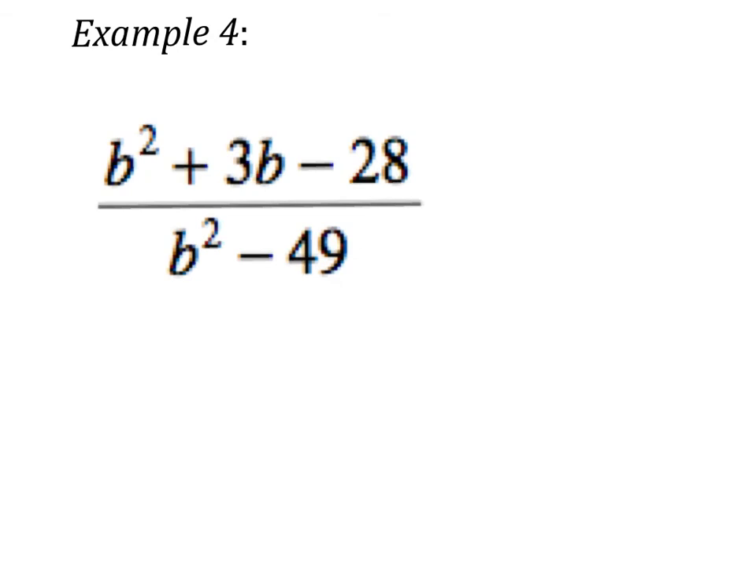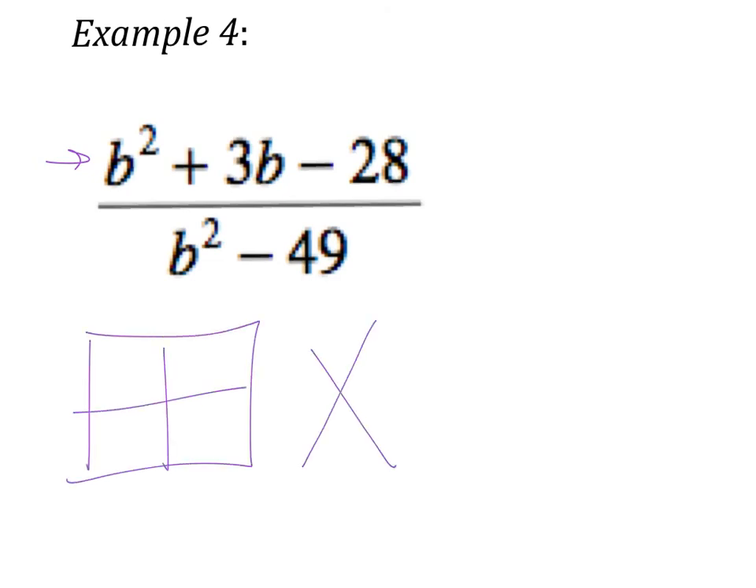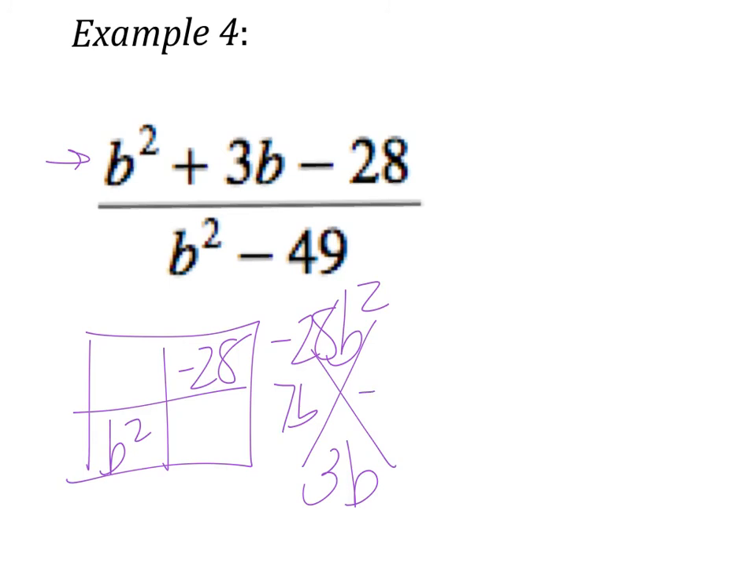The last example, 4, that we're going to look at today is b squared plus 3b minus 28 over b squared minus 49. So again, same setup. I'm looking at my numerator, looking for a GCF. We don't have one other than 1, so I'm going to set up my generic rectangle. So we need two numbers that multiply to give us negative 28b squared, but add to give us 3b. So that's 7b and negative 4b.